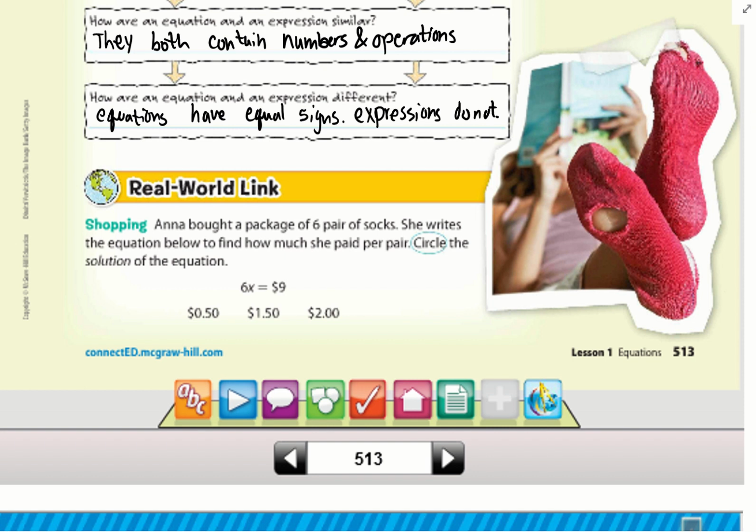So a real world example. Anna bought a package of 6 socks. She writes the equation below to find out how much she paid per pair. Circle the solution of the equation. So we have 6x equals 9. So if I have 6 times $1.50, that's going to equal 9. So I'm going to say it's going to be $1.50, because 6 multiplied by $1.50 is going to equal 9. So that's how I make the equation true.